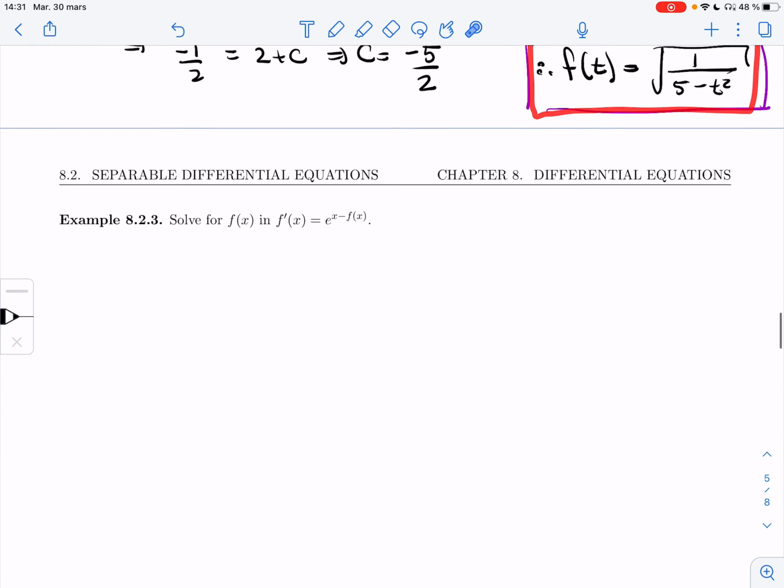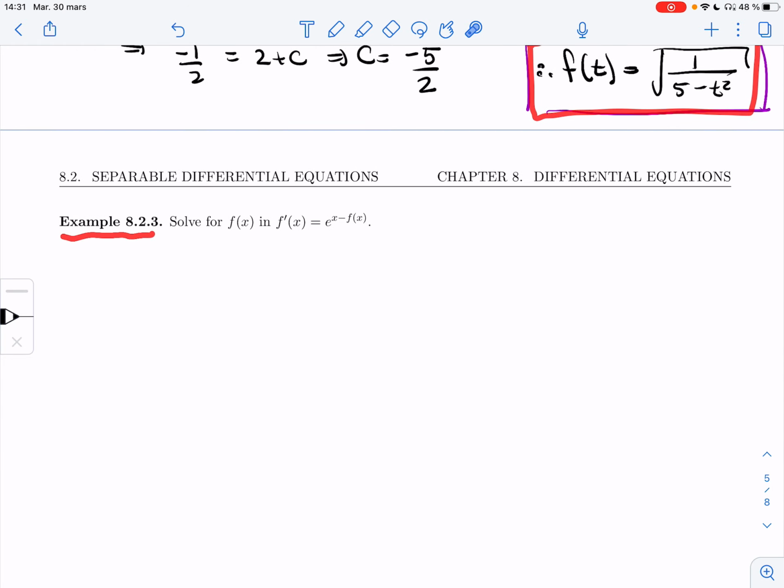In the next problem, in example 8.2.3, I'm asked to solve for f of x, and f prime equals e to the x minus f of x. I'm not given any initial condition, so I'm looking for a general solution. So there'll be a constant somewhere in the answer. All right, but otherwise, steps are the same.